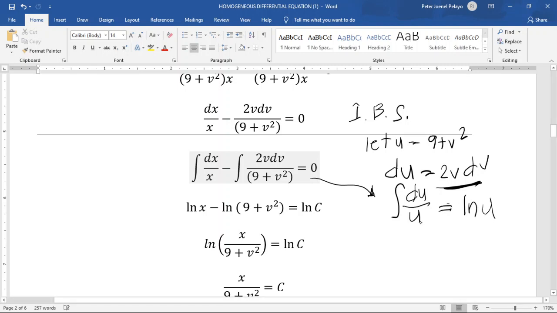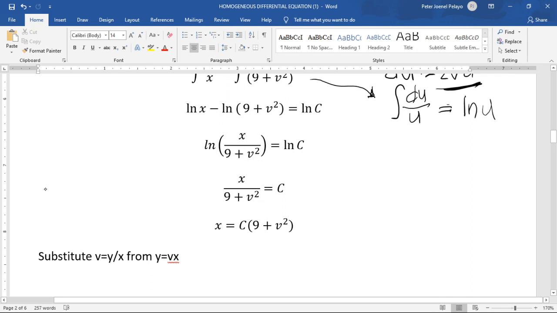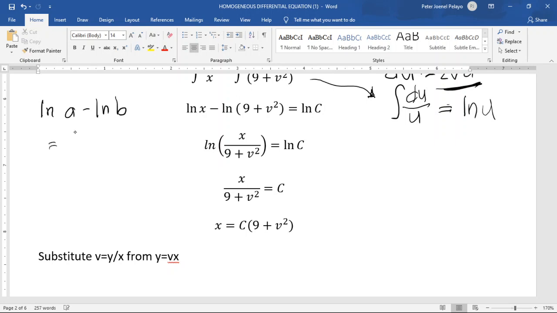So, sorry na lang. Pasensya sa penmanship. Pero sana maintindihan nyo. So, sa substitute back lang natin si 9 plus b squared. Yun yun. And then, we can combine this using ln a, yung function ng logarithm, ln a minus ln b is equal to ln a over b. So, sinulat ko lang para baka nakalimutan nyo na. So, naging x over 9 plus b squared.